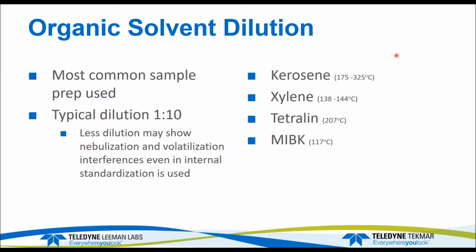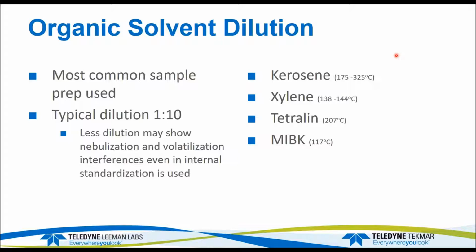And you can see the ones that are listed there all have fairly high boiling points. Kerosene is great, easy to use. Some of the others, depending on the sample, xylene is used as well. Not so much, maybe 15 to 20% of the people doing this type of analysis will use xylene. Tetralin, which is 1,2,3,4-tetrahydronaphthalene, is also a good solvent to use. And then you also have MIBK, or methyl isobutyl ketone, which can be used.